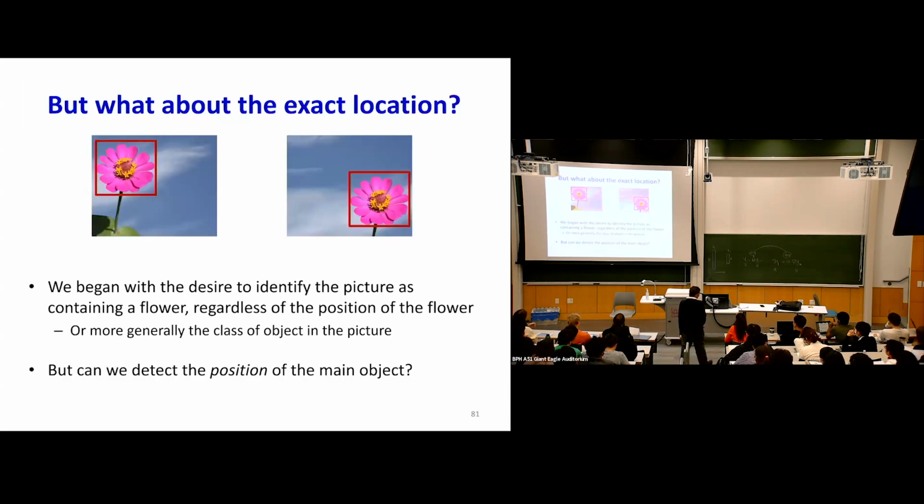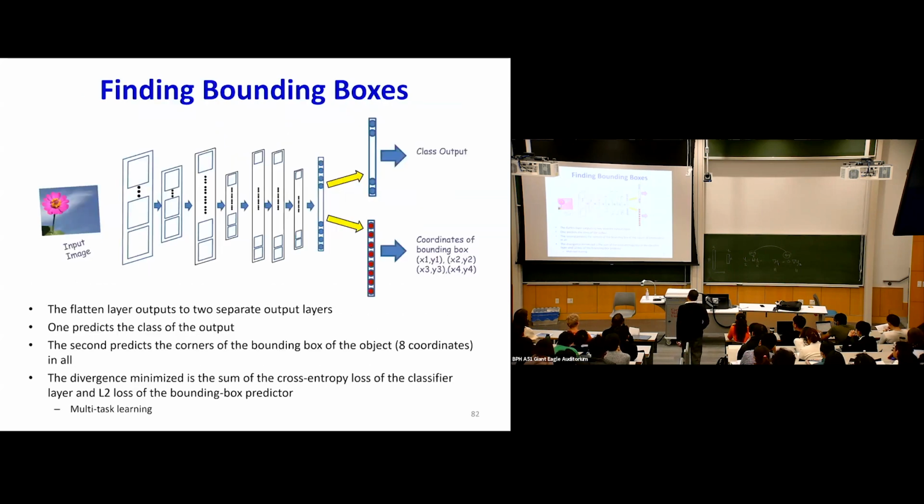Now, what about the exact location? We started off saying that we want to detect if this image has a flower. But sometimes you also want to ask, where is the flower, right? And that information is getting lost in all of this. If I also want to find out where the flower is, I need some extra process. I want to say, yes, this has a flower, and here are the 4 corners of the bounding box where the flower actually is present. And so for that, here's what we can do.